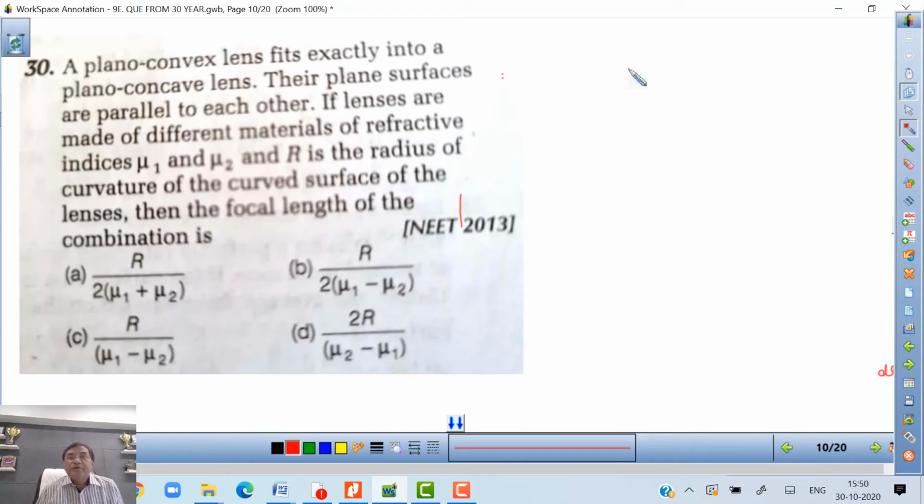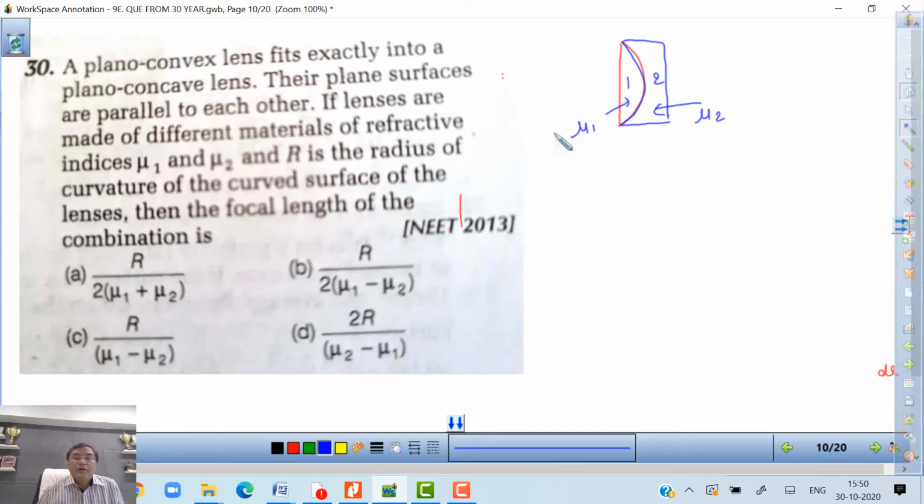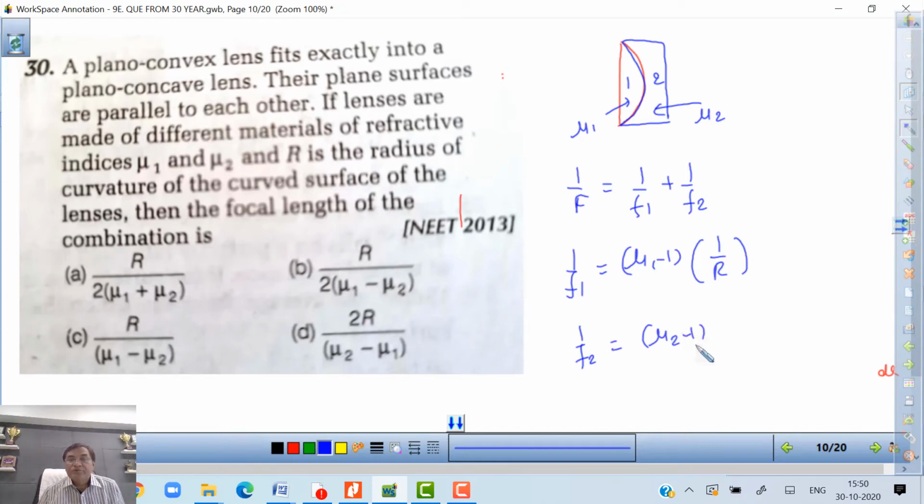So it looks like that. So this is one convex lens and it is fit with the concave lens like this. Plane surfaces are parallel. So this is 1, this is 2. Refractive index here is mu1 and here is mu2. Then what is the focal length of combination? So 1 upon f is equal to 1 upon f1 plus 1 upon f2. What is f1? We use the formula mu1 minus 1 upon 1 upon r. One side infinite, other side r. And f2 is equal to mu2 minus 1 upon r, because it is a concave lens.